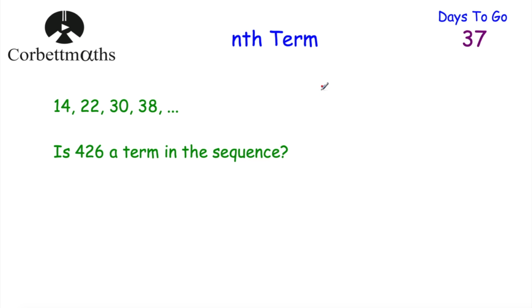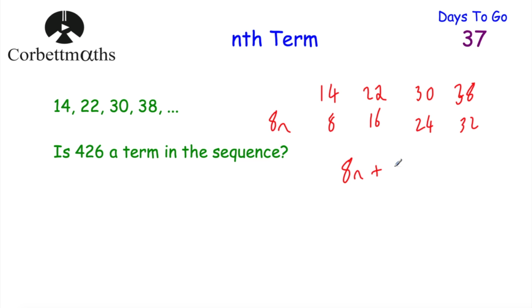Okay, so what we're going to do is find the nth term to begin with. So we've got 14, 22, 30, 38. And let's find the nth term. Well, we're going up by 8 each time. So it's going to be 8, 16, 24, and 32. That's 8n, the multiples of 8. To get from 8 to 14, we add 6. To get from 16 to 22, we add 6, add 6, add 6. So the nth term of the sequence is 8n plus 6.